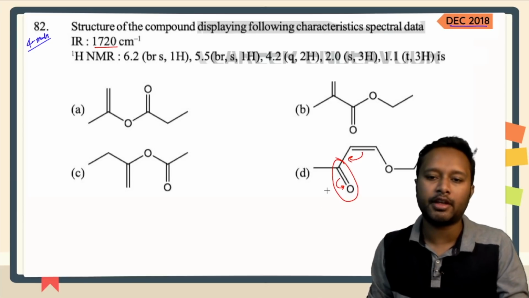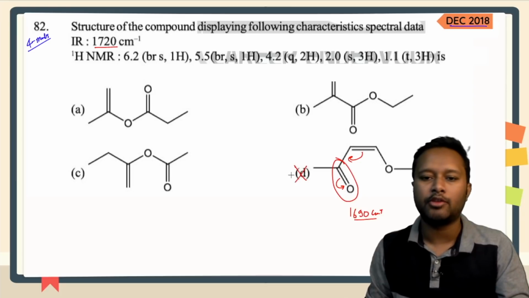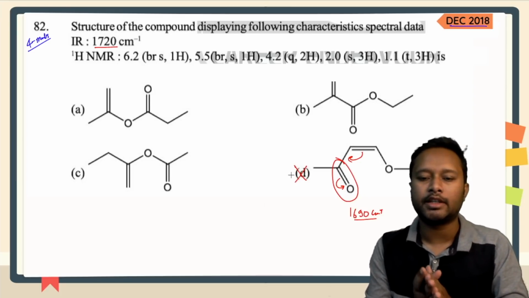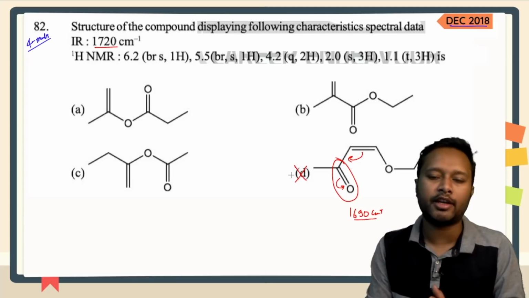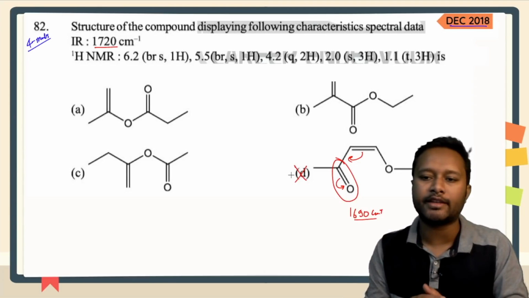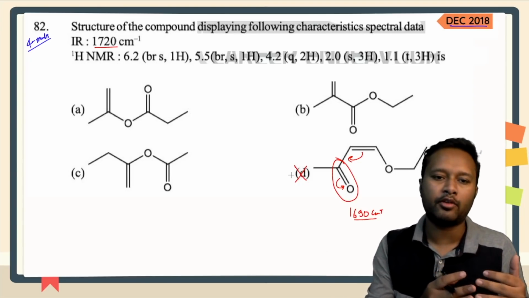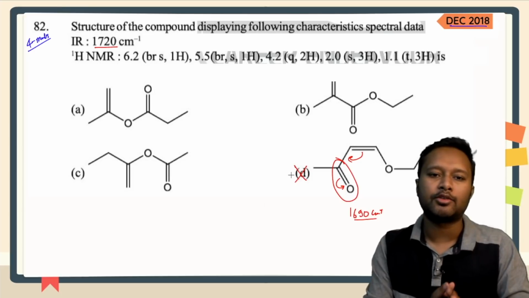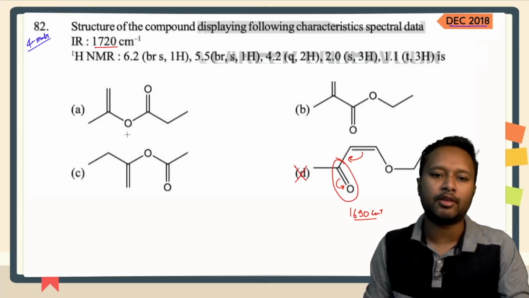this is a conjugated ketone, an alpha-beta unsaturated ketone. These types of ketones give you IR data at 1690 cm⁻¹. So this is not going to be the correct option. You can simply cancel out option D. 1690 should be the range for that. Looking forward to options A, B and C, they all are esters.